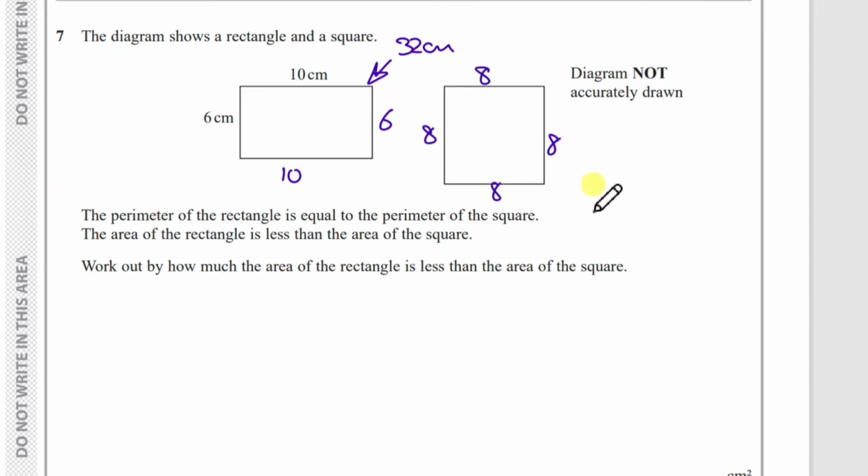Now let's keep reading. It says that the area of the rectangle is less than the area of the square. Work out how much the area of the rectangle is less than the area of the square. Well, to find the area of a shape, you just times 2 sides. So the area of the first shape is 6 times 10, which is 60 centimeters squared. And well, 8 times 8 is 64, so 64 centimeters squared. So we can see that the difference between 60 and 64 is 4 centimeters squared, and that is the difference.